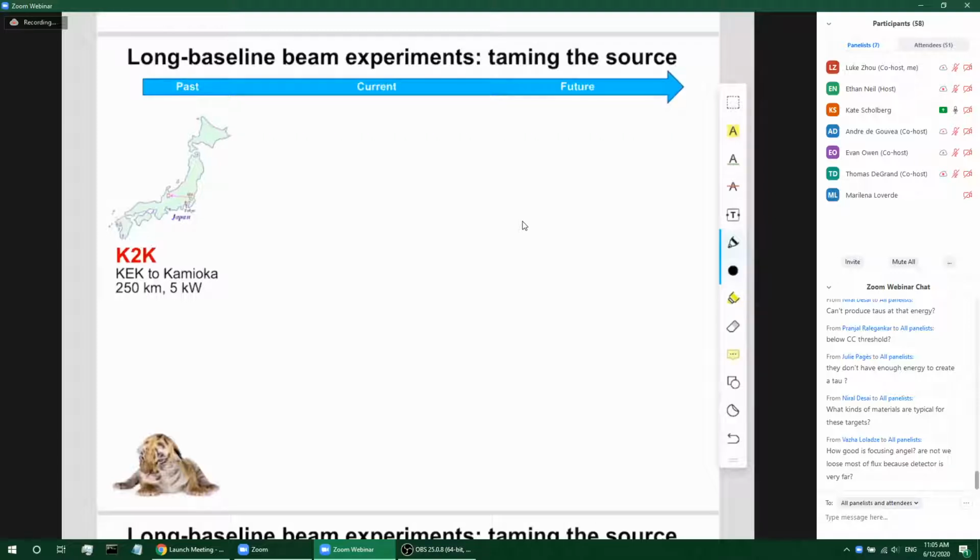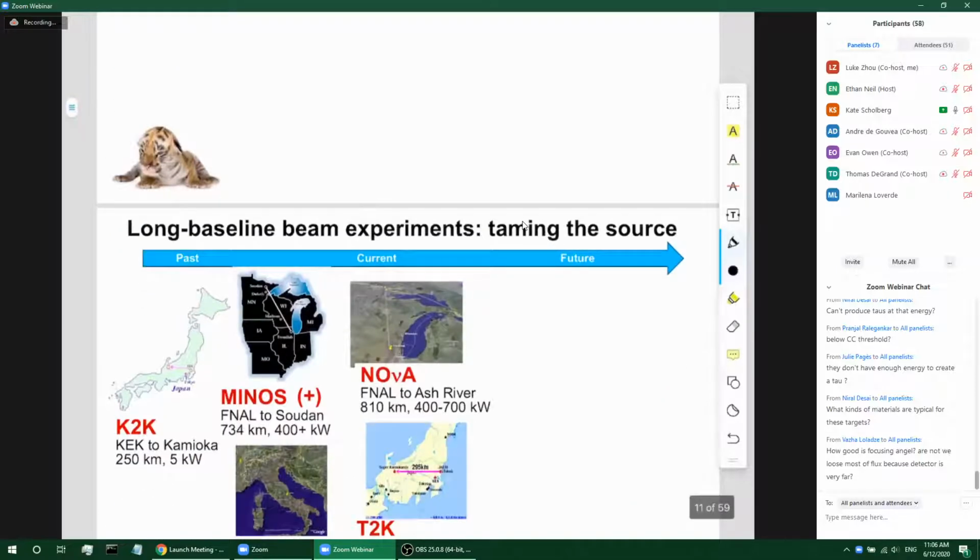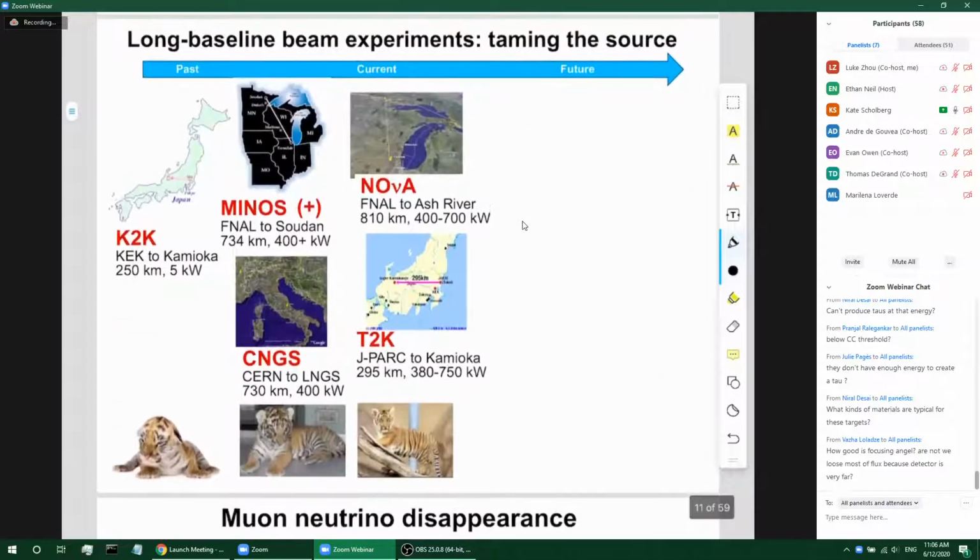Okay, and so the recent past generation is MINOS, and there was the beam CNGS, CERN to Gran Sasso. I think that's not running anymore. Those were 400 kilowatt class. And then the current generation is, oops, I haven't changed it here. I'm just going to show you that. There you go. So yeah, MINOS and CNGS.